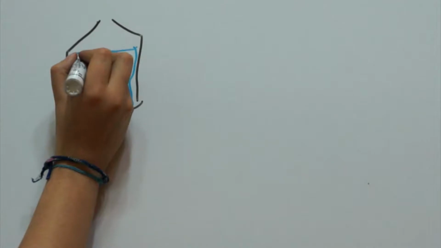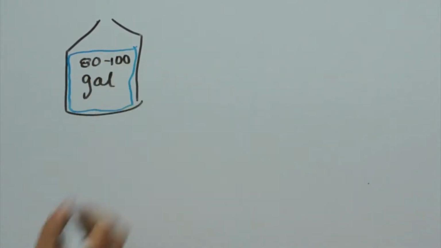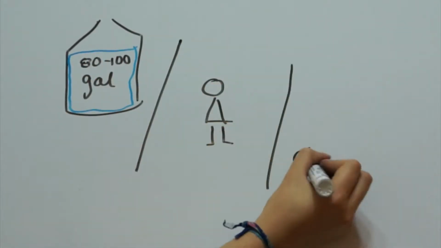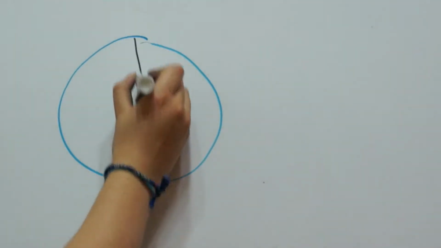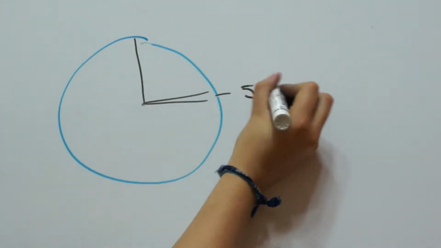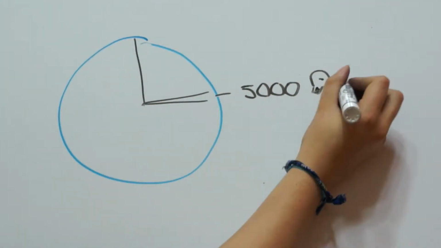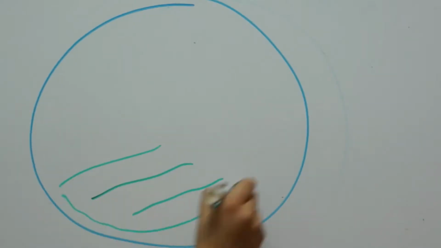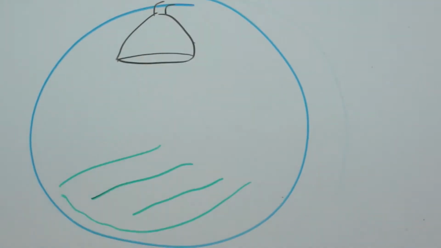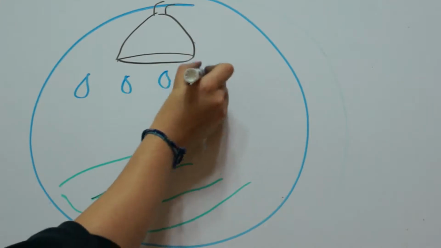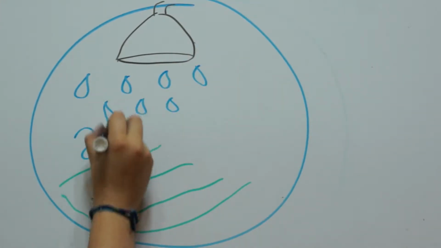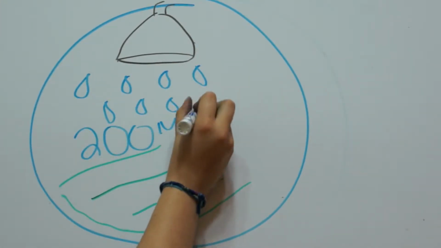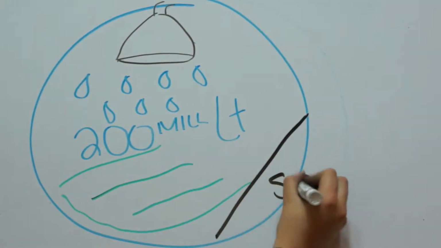An average of 80 to 100 gallons of water are used per person per day. A quarter of the world's population don't have safe water. 5,000 die each day. It takes 200 million liters to grow food on our planet, and that's every second.